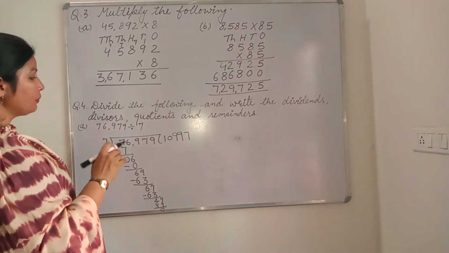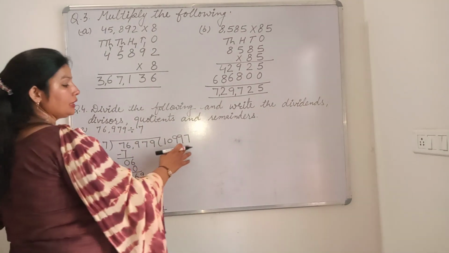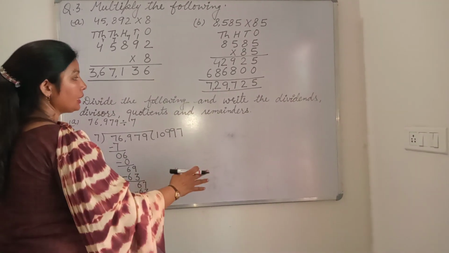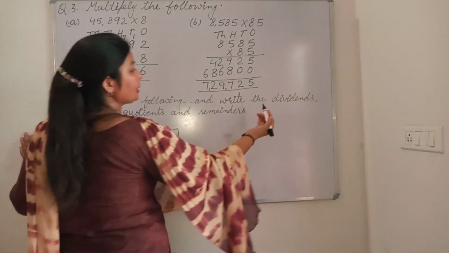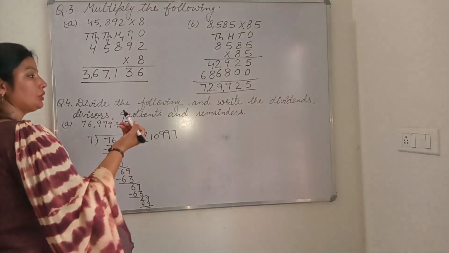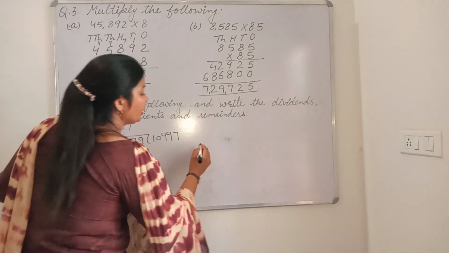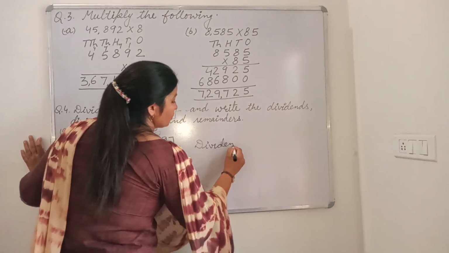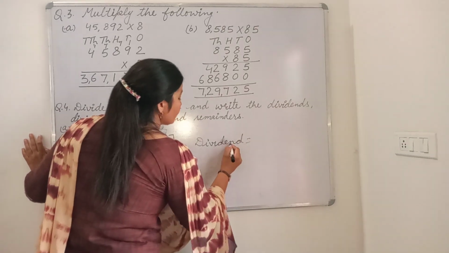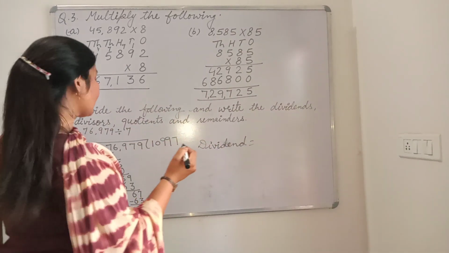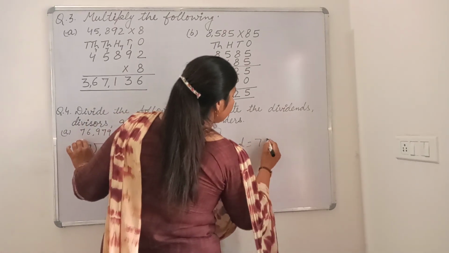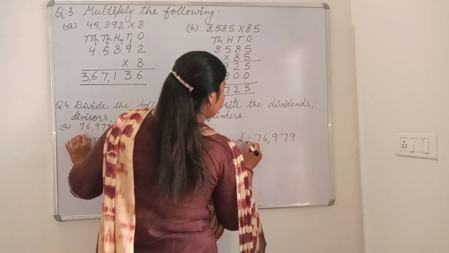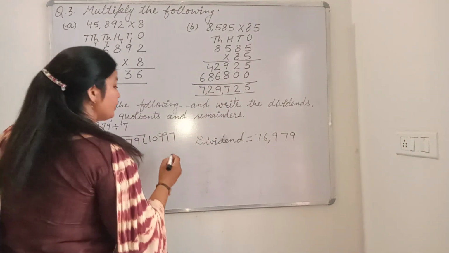Now we should see what's our quotient? 10,997. And what's our remainder? 0. So we should mention everything here because in the question it is given to write the dividend, divisor, quotient and remainder. So we should write here dividend. So what's our dividend? From the question you will see 76,979. That's our dividend.